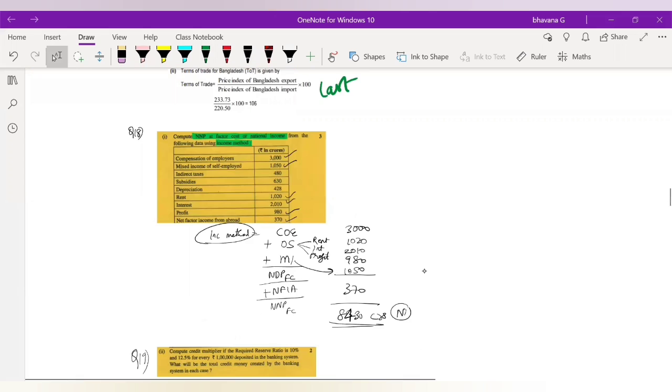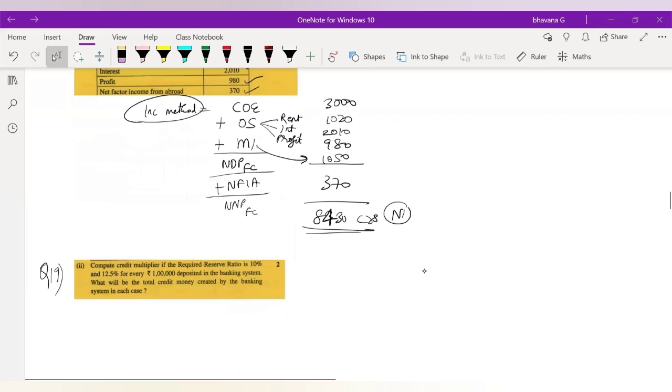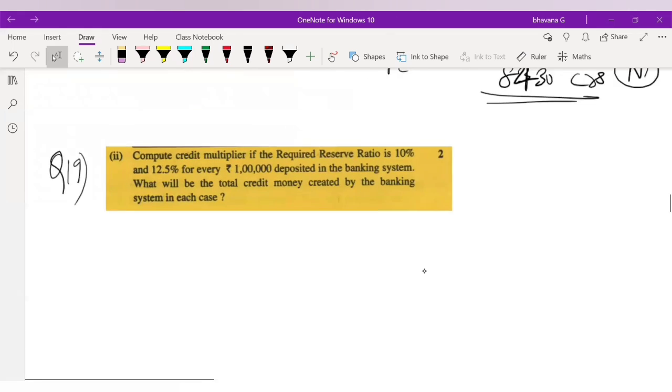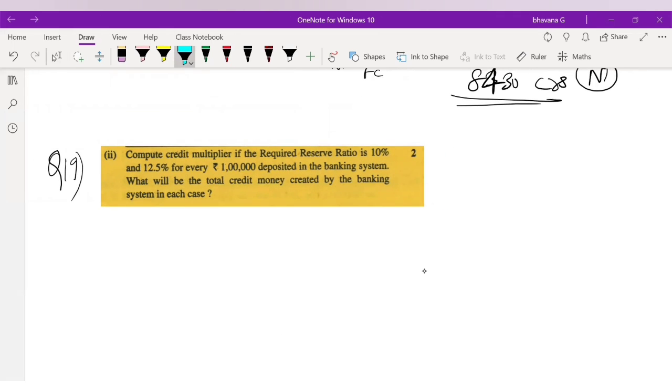So this was your 18th question. We have solved this easy question only. Okay. So let's move on to question number 19. It's something similar to what we have already done. So here they have told you to compute the credit multiplier if the required reserve ratio is 10% and 12.5% for every 1,000 deposited in the banking system. So here, 1 lakh is nothing but your initial deposit. What will be the total credit money created by the bank system in each case?